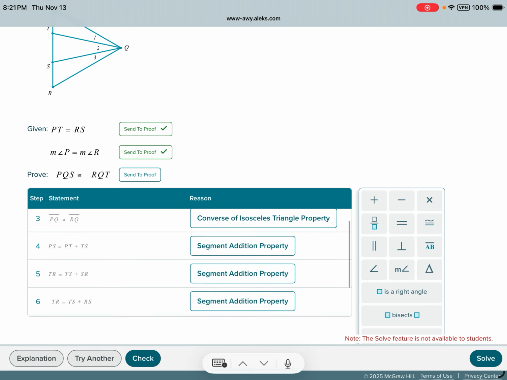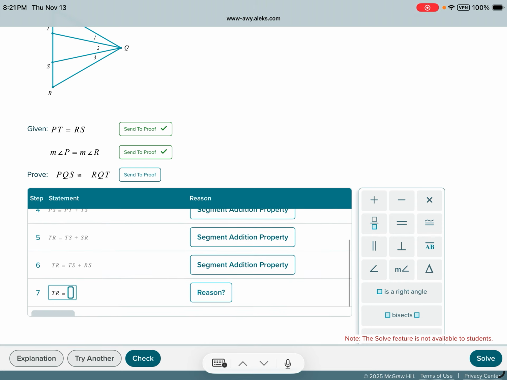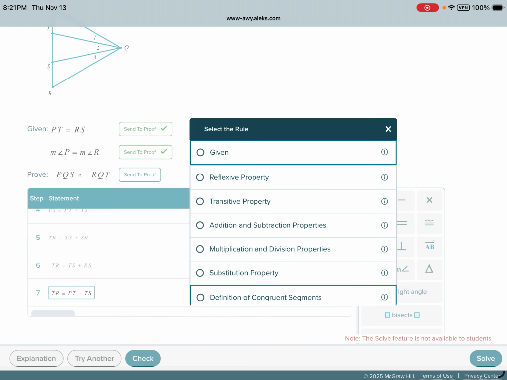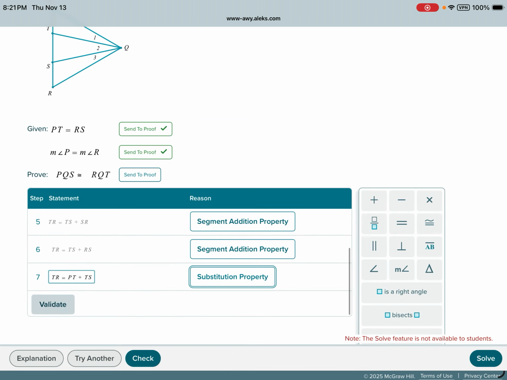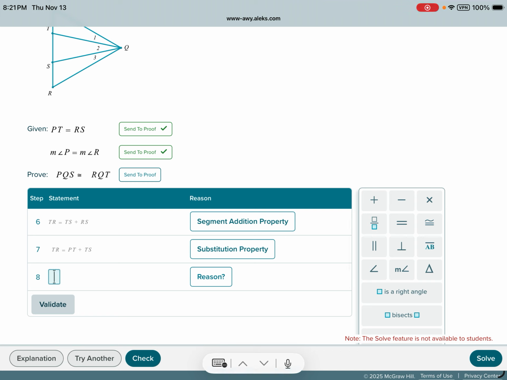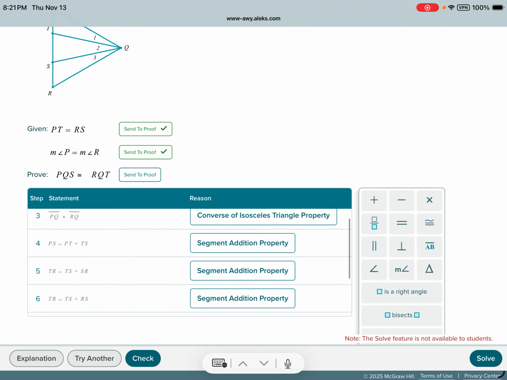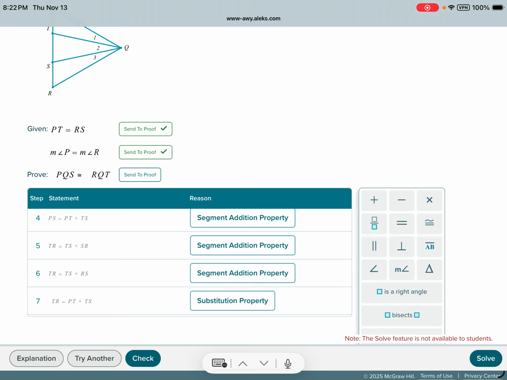Equals PT plus TS. Okay. That is very crazy. They wanted the RS to be in the right order. I've not had ALEKS get mad at me for that before. That's something new. Interesting.